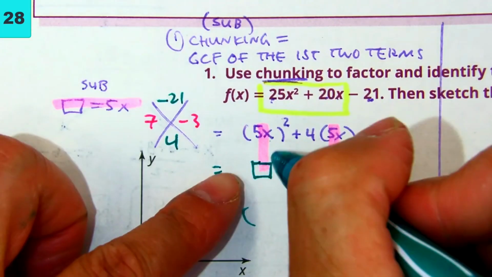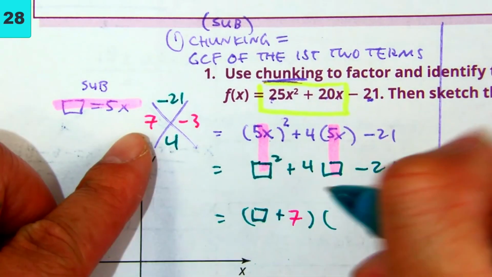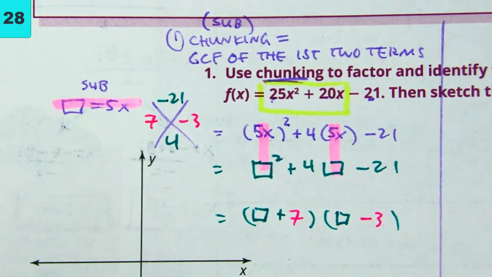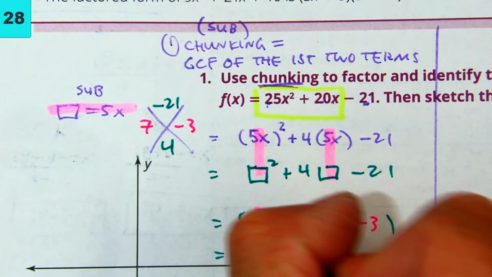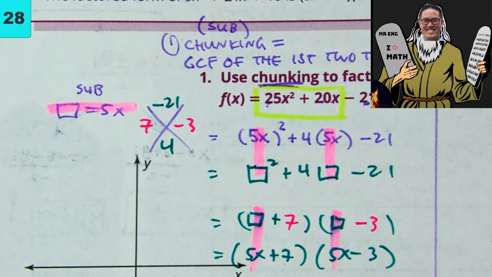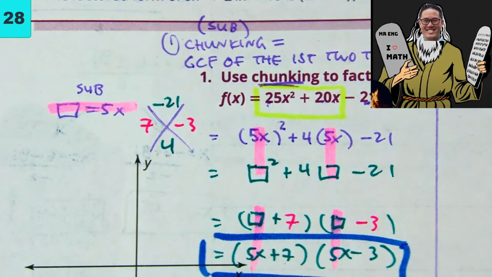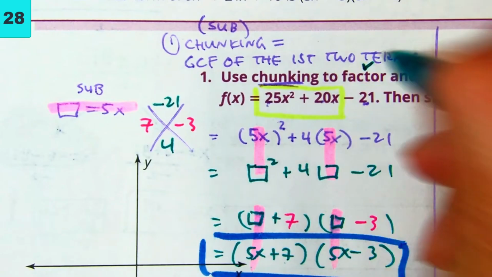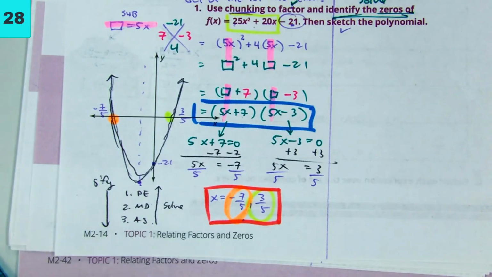So I have box, 7 is positive, times box minus 3. Class, what is the box equal to? 5x. So my answer is 5x plus 7, 5x minus 3. Here we just factored. Now, this is not the complete problem, but I just wanted to box that because we completed a part, we factored. So there is chunking, solving, and then making a sketch.